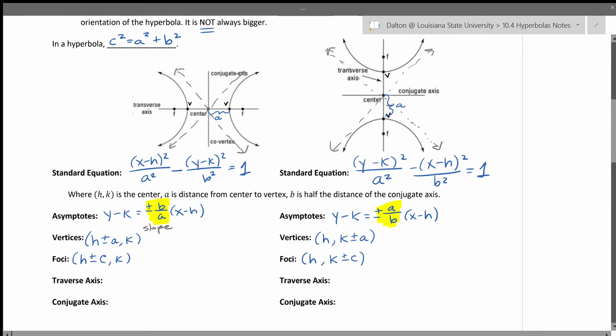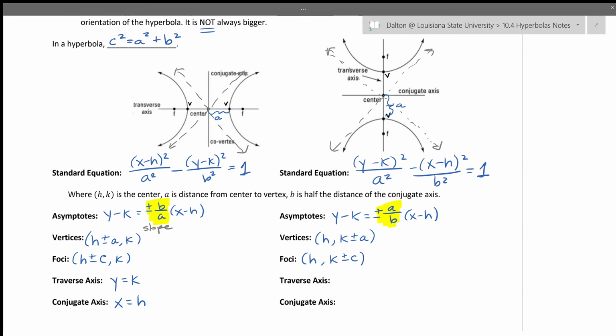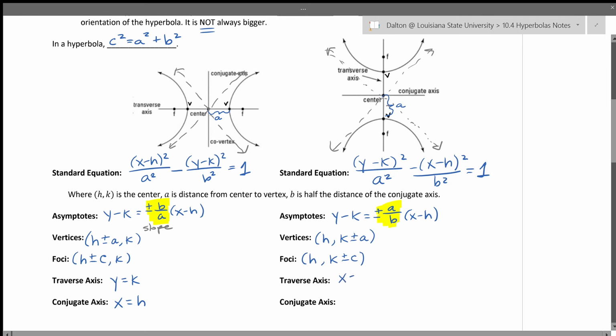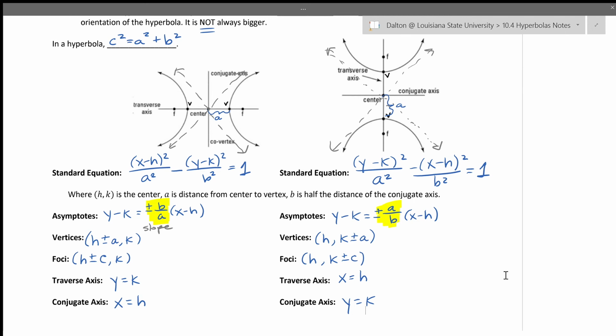The equation of the transverse axis for the horizontal hyperbola is y equals k. The conjugate axis is x is equal to h. And that makes sense because those axes will go through the center point. And then for the vertical orientation, they're just opposite. The transverse axis, which connects the vertices, is x equals h. Conjugate axis will be y is equal to, I said x equals h, sorry, and then y equals k. So we're going to use all of these features to do the next 6 examples.